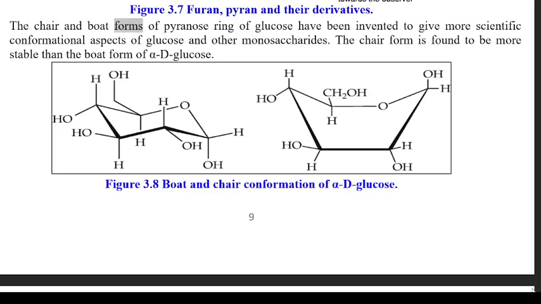The chair and boat forms of the pyranose ring of glucose have been invented to give more scientific conformational aspects of glucose and other monosaccharides. The chair form is found to be more stable than the boat form of alpha-D-glucose. Figure 3.8 Boat and chair conformation of alpha-D-glucose.